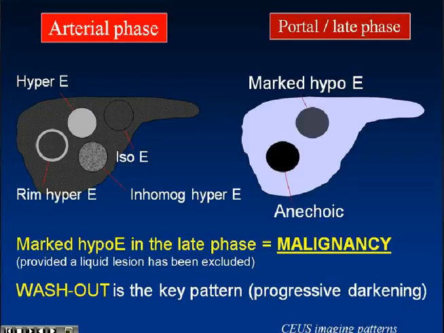So none of these features by itself makes a diagnosis of malignancy, whereas when the lesion, which has some contrast enhancement in the arterial or portal phase, becomes dark, it washes out, then this is the key feature to make a diagnosis of malignancy. So, washout. But to wash out, the lesion should not be always dark. It should be enhancing and then becoming dark.